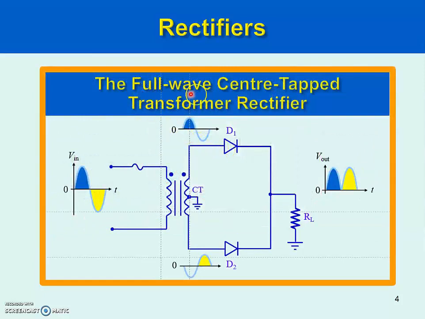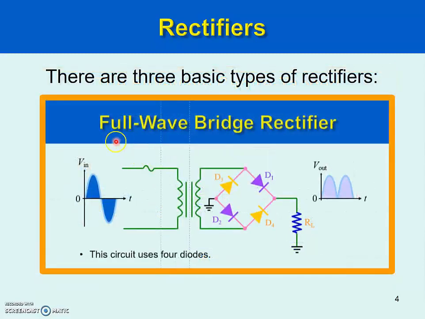Second type, full-wave center-tapped transformer rectifier. The output is a full-wave rectified signal. It uses a center-tapped transformer. Third type, full-wave bridge rectifier.